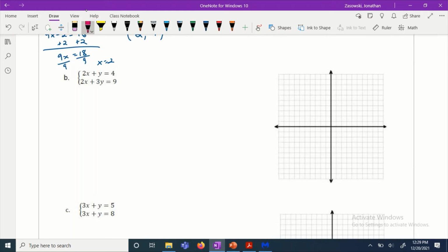All right, so if you take a look at the next question, we're going to go ahead and graph it and solve for y. So let's do that first. So we're going to take our first equation, which is 2x plus y equals 4. Okay, so what we normally do, remember, to solve for y, so subtract 2x from both sides. And I'm going to get y equals -2x plus 4.